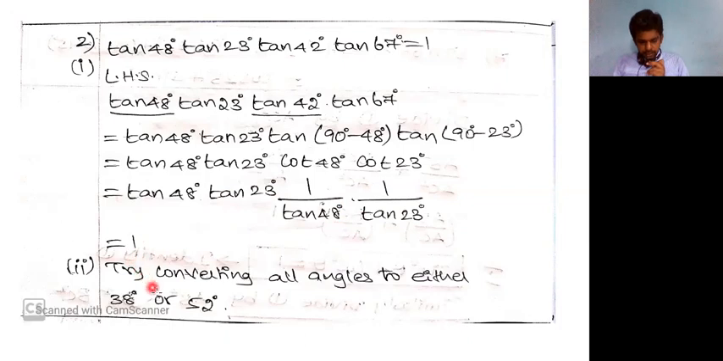In the second subdivision, we have to prove that cos 38 cos 52 minus sin 38 sin 52 is equal to 0. Try to convert the ratios into 38 for all the trigonometric ratios or 52. So both the things will get cancelled. You will get 0. Try it on your own using complementary ratios.